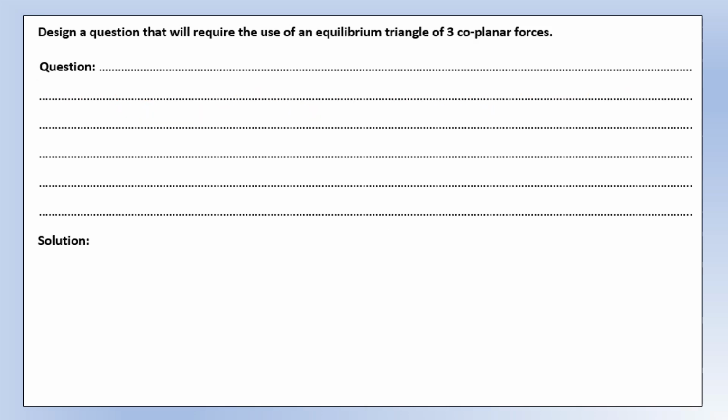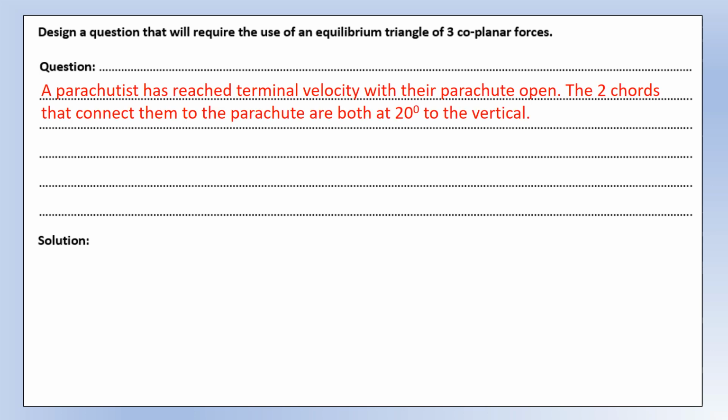Okay, so again, another question design, coming up with a scenario to apply the equilibrium triangle of 3 coplanar, or same plane, forces. The scenario I came up with is a parachutist at terminal velocity, by thinking about the tension force from the cords attaching them to the parachute. So those two are at 20 degrees to the vertical. Calculate the tension if the parachutist has weight mg.